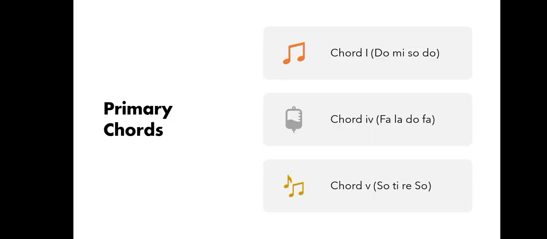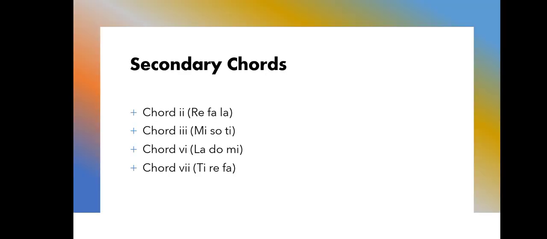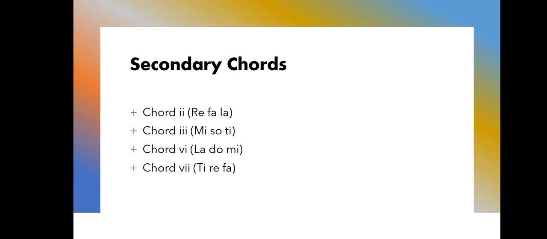The primary chords are these three: do, mi, so, fa, la, do, so, si, re. And the secondary chords are chord 2, which is re fa la, chord 3, which is mi so si, chord 6, la do mi, and chord 7, si, re, fa. Those are the chords that we have in music. There are not many, there are just 7.